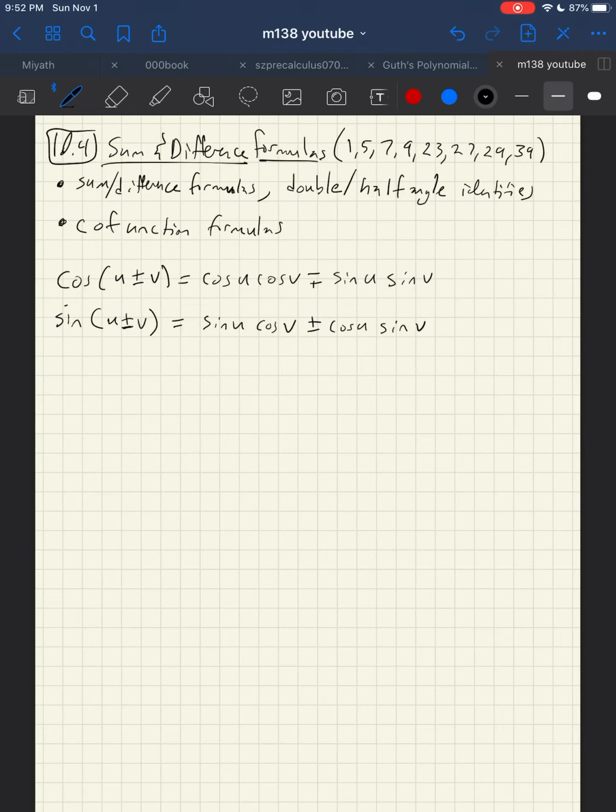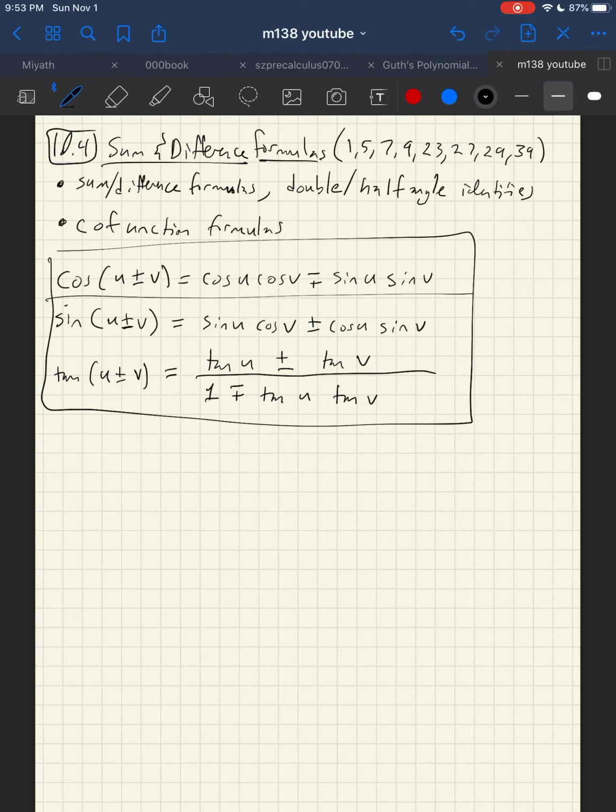Now if we put these two together, that is, if we take sine of u plus or minus v divided by cosine of u plus or minus v, we get, not surprisingly, tangent of u plus or minus v, which is, and actually I'm going to scoot this down because this one's a little bit hairier. If you write these out, you can make some substitutions, and you're going to get tangent u plus or minus tangent v over 1 minus plus, so this one doesn't flip, this one does flip, minus plus tangent u tangent v. All right, I'm not going to prove these formulas, but these are pretty important.